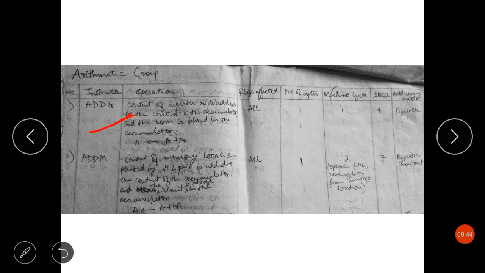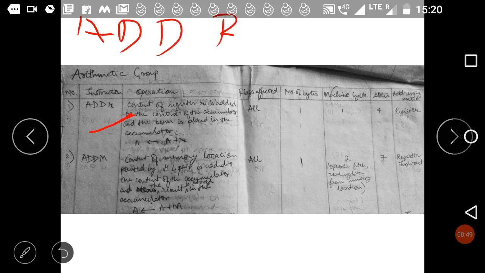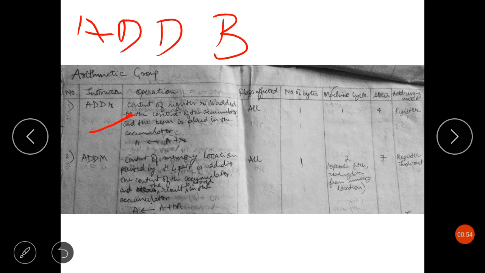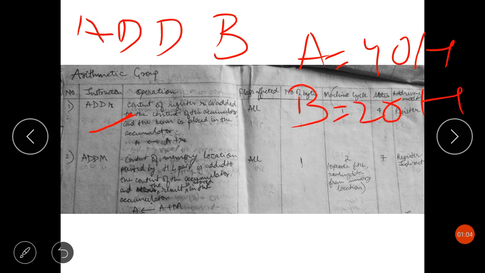For example, if the instruction is written in the form ADD B, suppose at the time of execution of this instruction the accumulator content is 40H and the content of register B is 20H. After execution of ADD B, it will add the content of the accumulator with the content of B, that is A plus B, 40 plus 20 is equal to 60H, and the result will get stored in the accumulator.